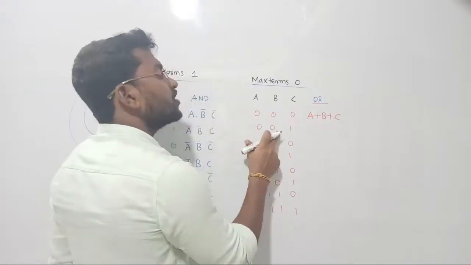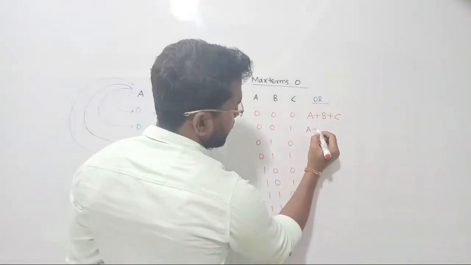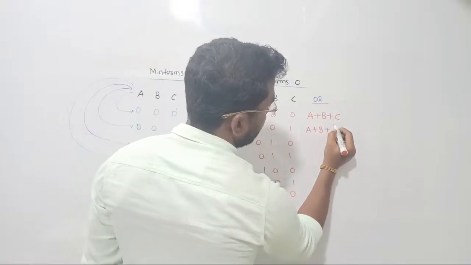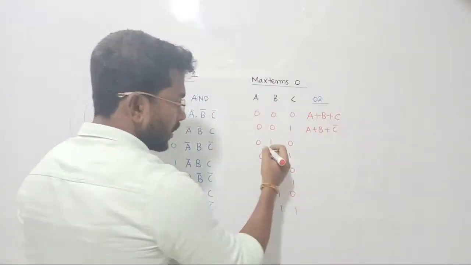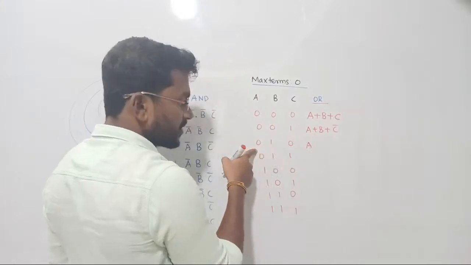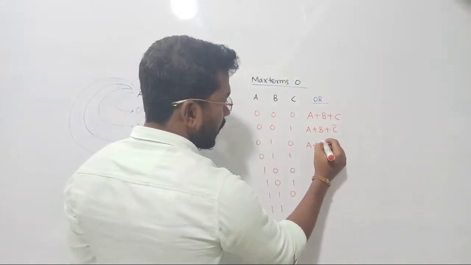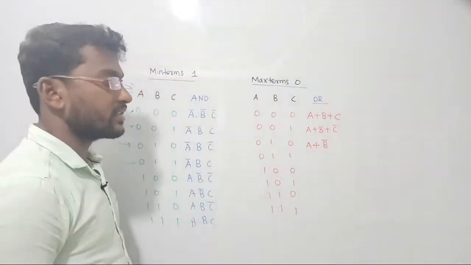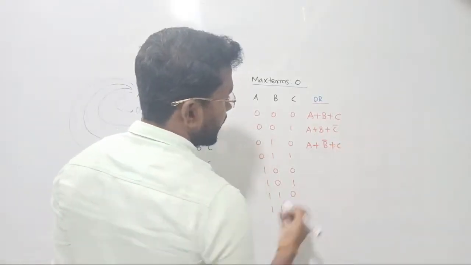Next 0 0 1, how will you write it? A is A itself, B is B itself. For C we should take complement. Similarly, the second one will become what? A is 0, happily you can write, but B I have to take complement because 1 is not acceptable, right? C we can directly write, yes.